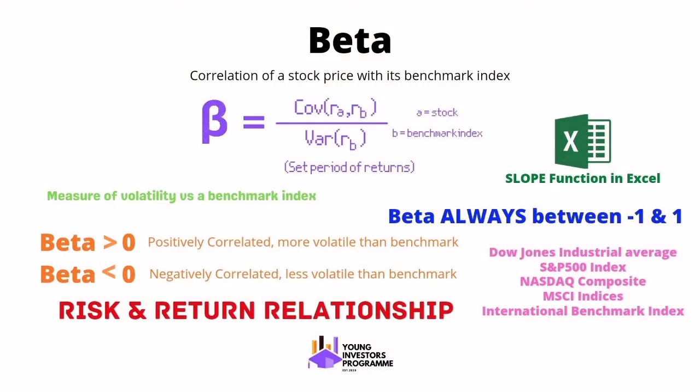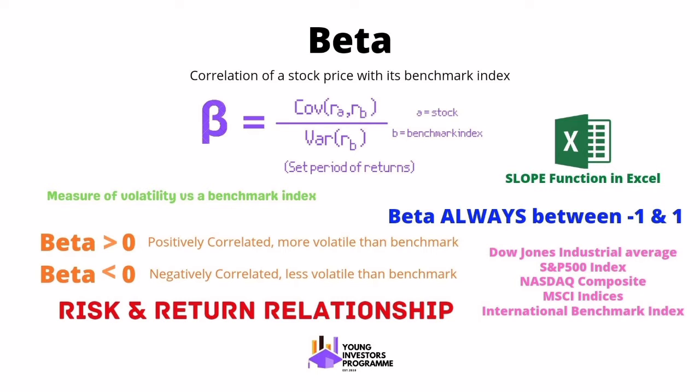So next is a bad boy that everyone should be familiar with from the CAPM formula, beta: correlation of a stock price with its benchmark index. It's a measure of volatility versus the benchmark index. The formula is the covariance of the stock and benchmark index divided by the variance of the benchmark index for a set period of returns. These are weekly. So on Excel, it's the slope function. You have your weekly returns lined up evenly, so for example, 10 weeks of each, and you can do the calculation like that.